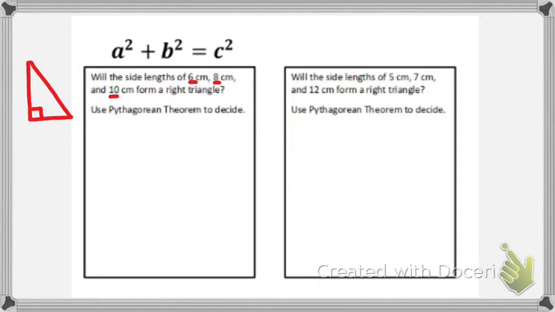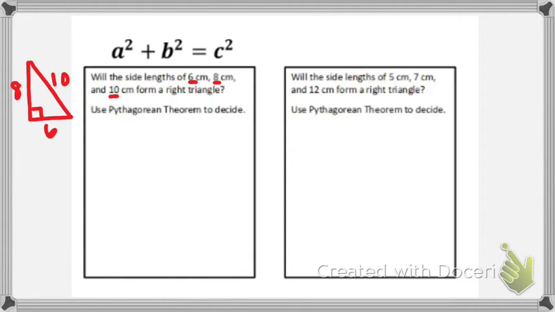Remember, the legs are always the shortest ones. So I know 6 and 8 are going to be the legs. Let's put them the other way so they look a little bit better. And the longest side is always the hypotenuse, across from the 90-degree angle. So we're going to put 10 there, and we're going to use the Pythagorean theorem to see if this is a right triangle.